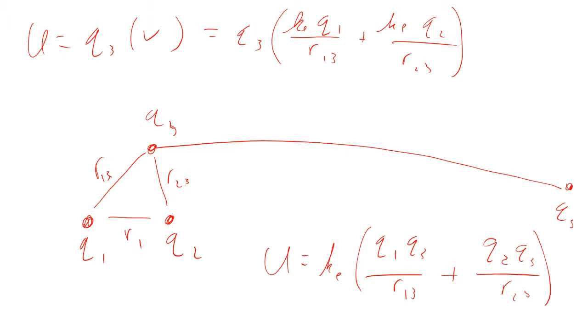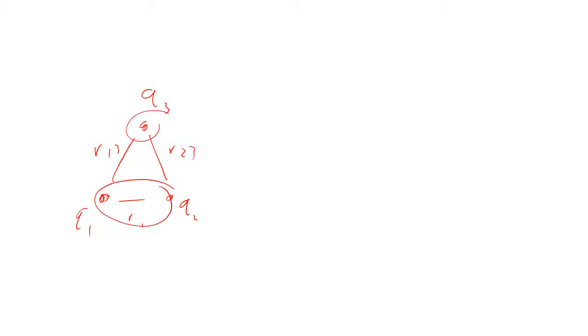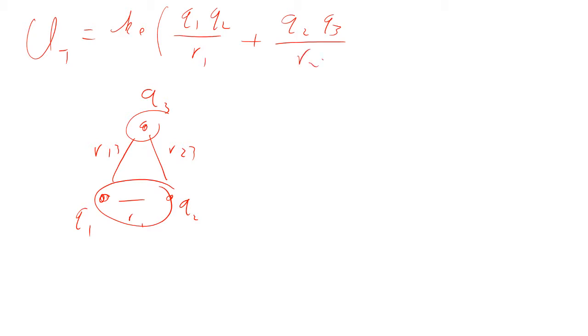But what's the total energy in that system? So that's R13, that's R23, I call that R1, that's Q1, Q2, Q3. What's the total energy? Well, the total energy would have been the first energy plus the next energy. So the total energy would be equal to K times Q1, Q2 over R1 plus Q2, Q3 over R23 plus Q1, Q3 over R13.